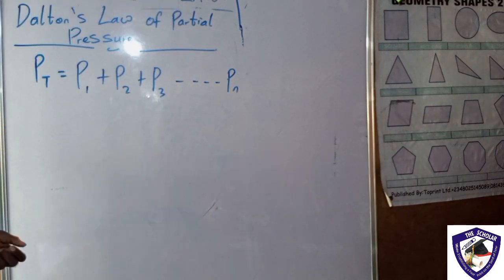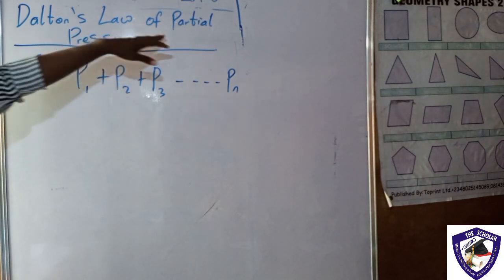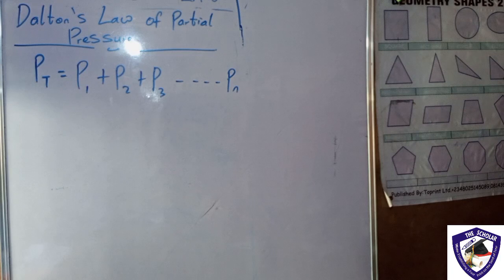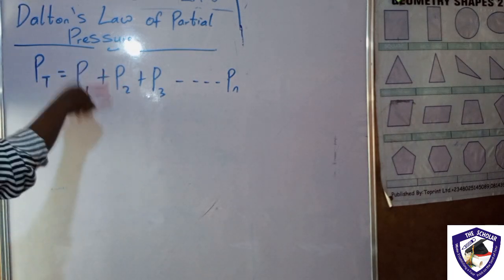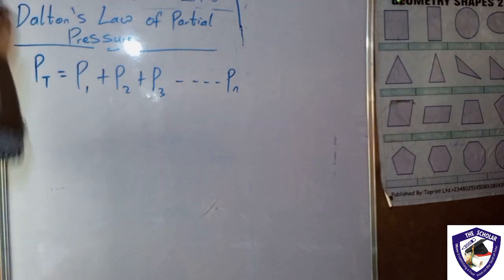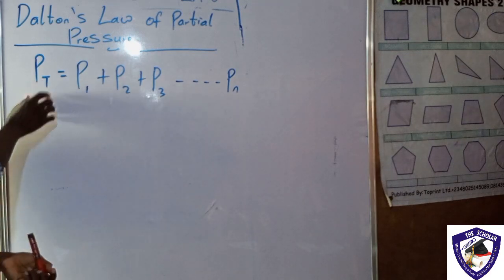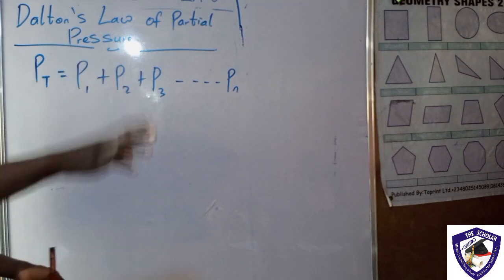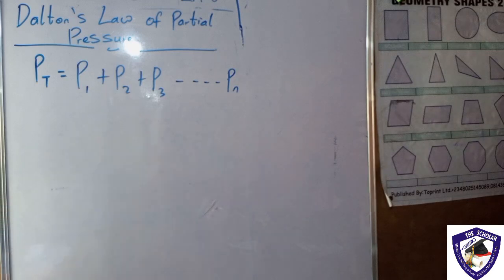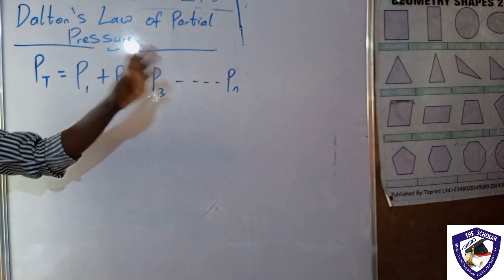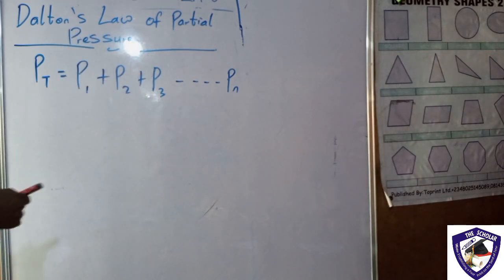Let's say in a container we have a mixture of gases. Now, what Dalton's law of partial pressure is trying to say is that the total pressure exerted in that container is equal to the total of the partial pressures. And I said the partial pressure is the pressure of a gas in a container when it is alone. Now, total pressure will be equal to the total of the partial pressures inside that container. That is what Dalton's law of partial pressure is trying to say.